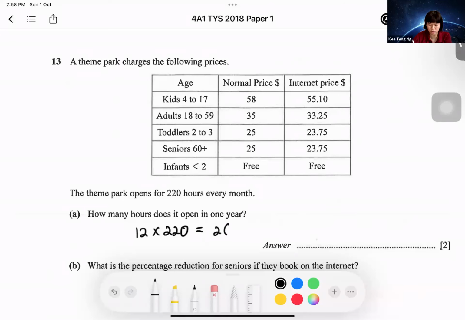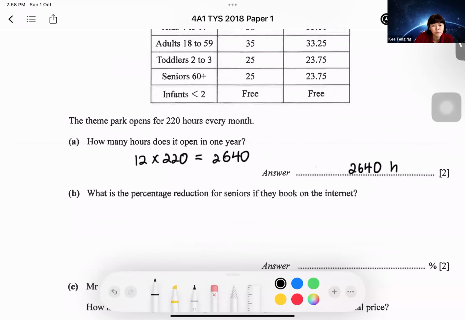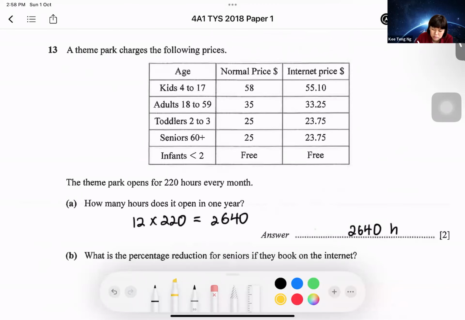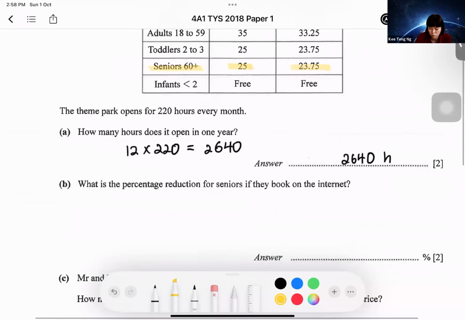And that will give you 2640 hours. Is that okay? What is the percentage reduction for seniors if they book online on the internet? For seniors, the normal price is this, the internet price is this. They want the percentage reduction. So let's find our reduction first.